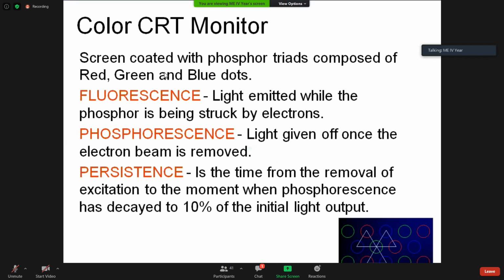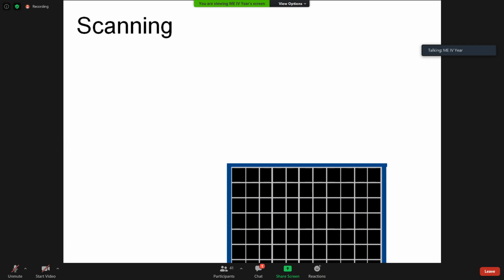The screen is coated with phosphors composed of red, green, and blue dots. Fluorescence is the light emitted while the phosphor is being struck by electrons. Then the electron beam is removed, and persistence is the time from the removal of excitation to the moment when the phosphorescence has decayed to 10% of the initial light output. So this is the technique, pure physics basically.